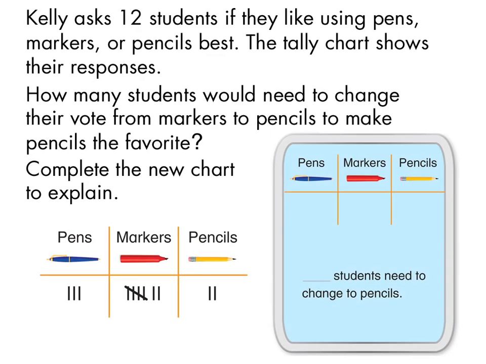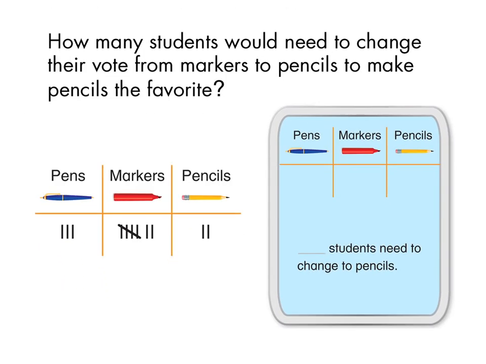This problem is key because it requires students to make sense of the problem, develop a plan to solve it, and keep trying if they have difficulty. Listen and look for students who change more votes than necessary. Some students may simply move the group of 5 votes from markers to pencils.